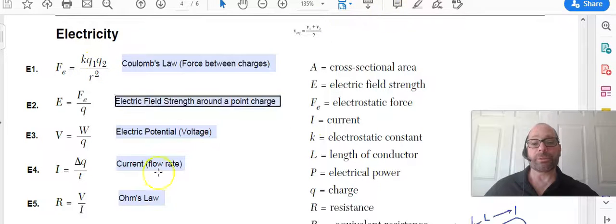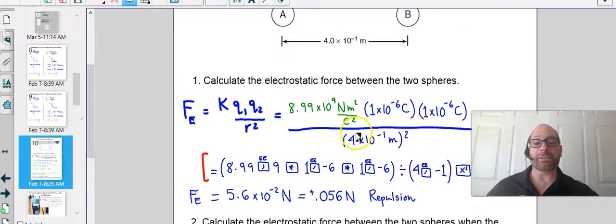Q1 and Q2 are the two charges that you're going to have to input. Those were given as 1 microcoulomb each. And of course the K comes right from the reference table, and the distance, 4 times 10 to the negative 1 meters, all of that has to be squared.